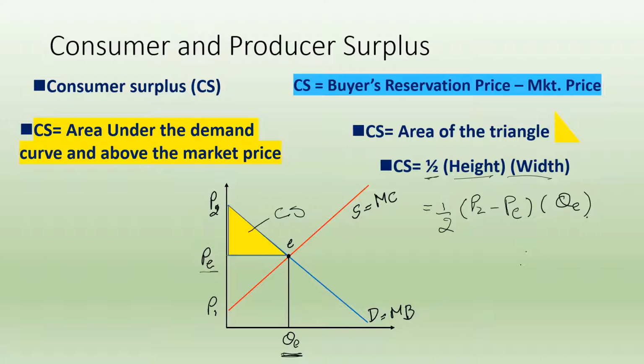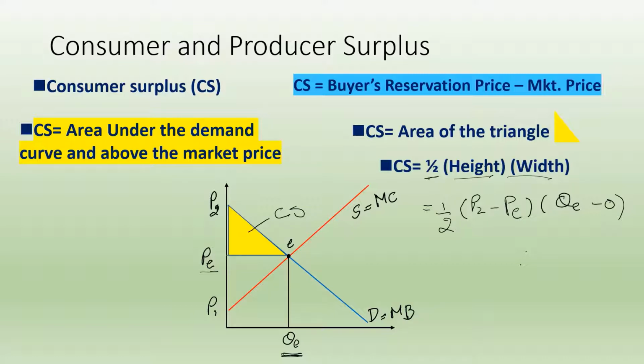I'm not showing 0 here, that's why I'm just writing QE. Okay, so now you have the formula, and now you know how you can find out the consumer surplus in a diagram representing a market for any good. You can easily apply the formula for the area of the triangle, and then you can easily calculate the consumer surplus.